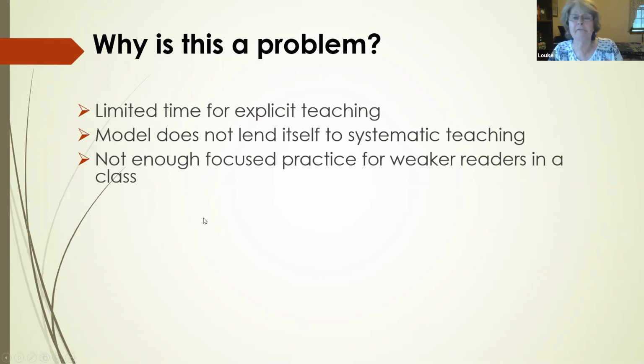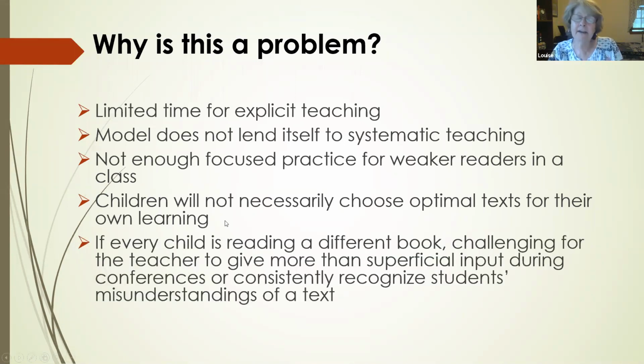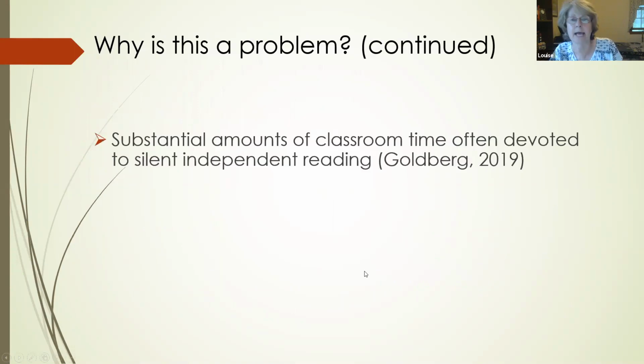There's also not enough focused practice for reading for the weaker readers in a class. Even when the teacher provides guidance, children will not necessarily choose optimal text for their own learning. And if every child is reading a different book, it could be very challenging for the teacher to give more than superficial input during conferences or consistently recognize students' misunderstandings of a text, if a teacher has to be familiar with 20 or 25 different books being read.